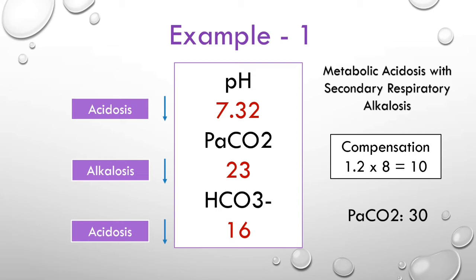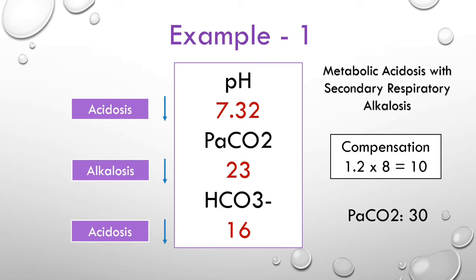But here in our example, the PaCO2 level is 23, meaning the compensation is too much. Again, meaning there is not only compensation but also a secondary acid-base disorder in the form of respiratory alkalosis. So the acid-base disorder of this ABG is a metabolic acidosis with secondary respiratory alkalosis.